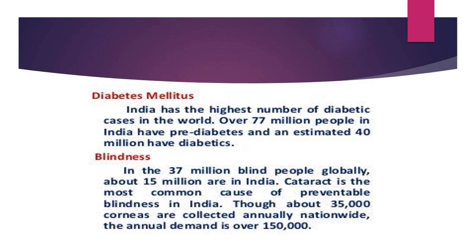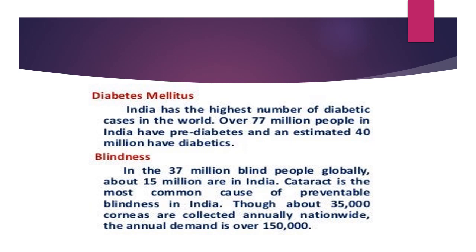Then comes blindness. Blindness is also a non-communicable disease and a health problem that India faces. Globally, there are 37 million blind people, and of that, 15 million are from India. The most common cause of this blindness is cataract, which is preventable. Because of cataract, many Indian people become blind.